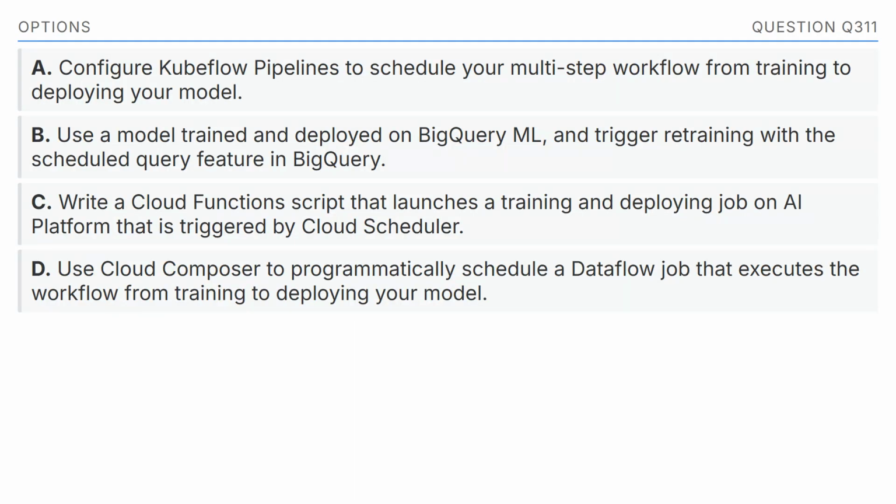The options are: Option A, configure Kubeflow pipelines to schedule your multi-step workflow from training to deploying your model. Option B, use a model trained and deployed on BigQuery ML, and trigger retraining with the scheduled query feature in BigQuery. Option C, write a Cloud Functions script that launches a training and deploying job on AI platform that is triggered by Cloud Scheduler. Option D, use Cloud Composer to programmatically schedule a Dataflow job that executes the workflow from training to deploying your model.